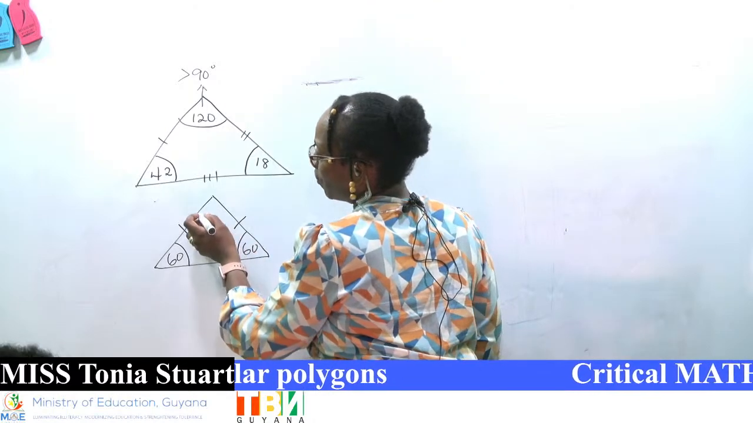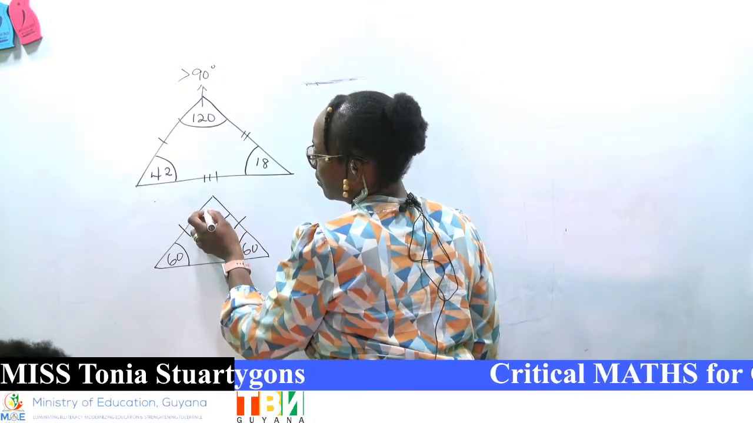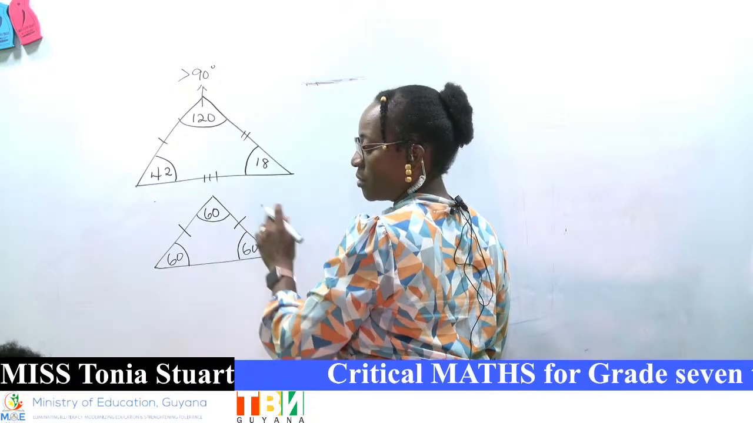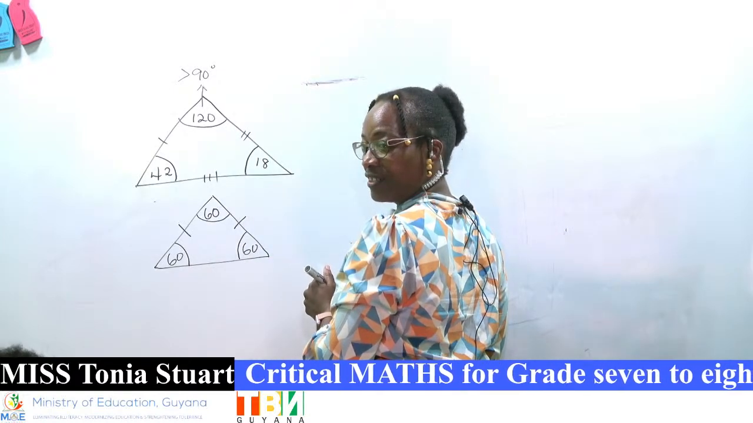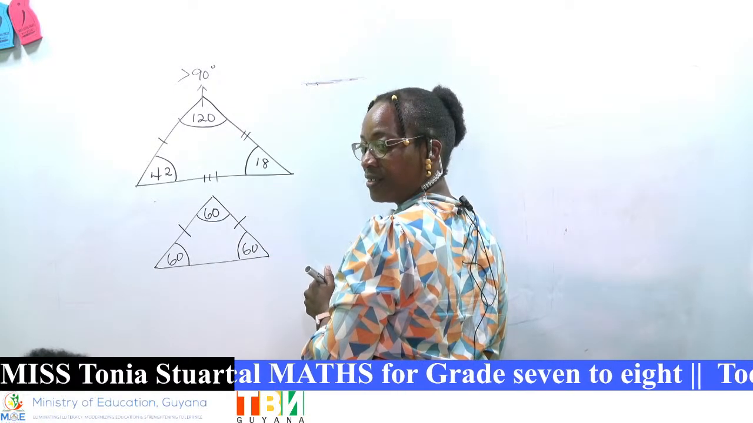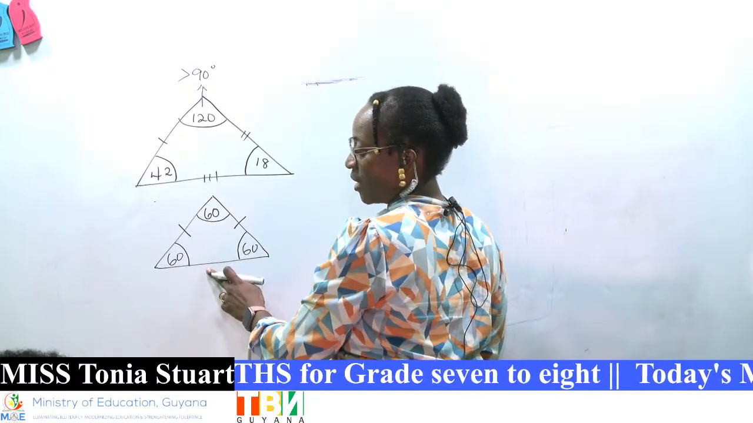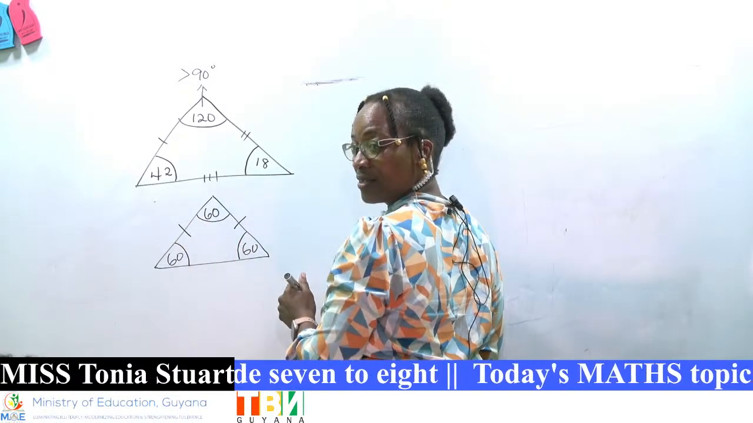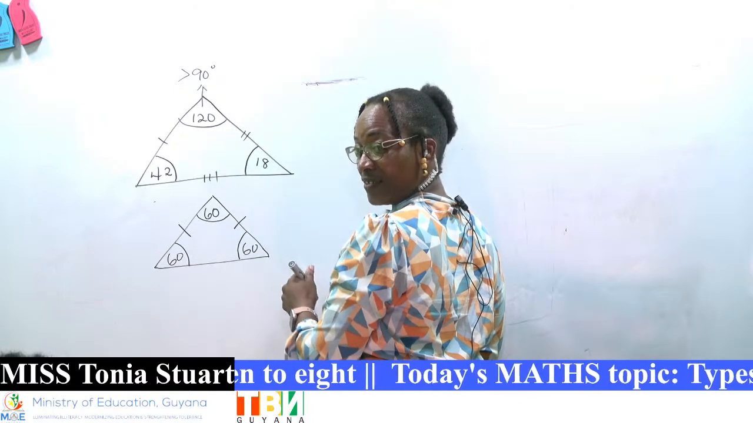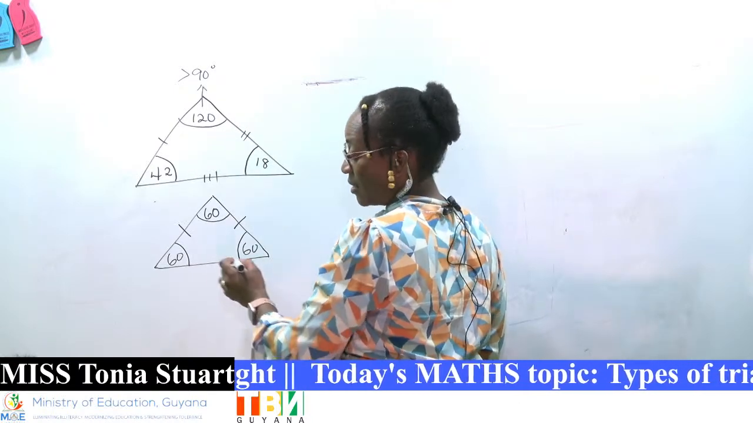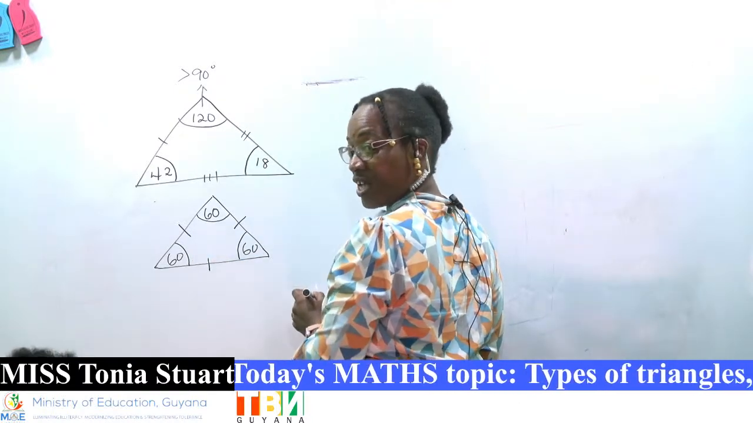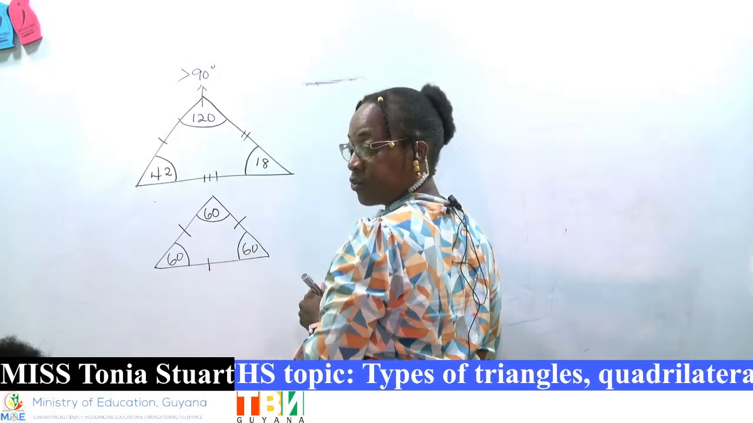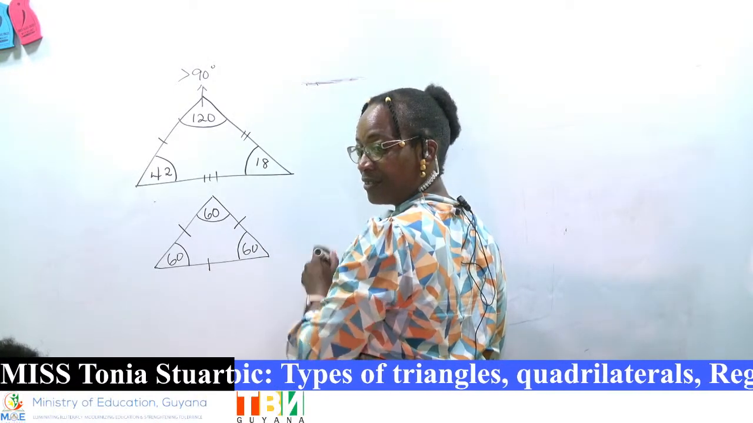So if we have the third angle, that is 60. What happens to this triangle? What would happen to this side? Would this side be equal to the other two sides if all three angles are equal? Yes, it must be. Because all three angles are equal, so all three sides will be equal. And this will become what type of triangle?